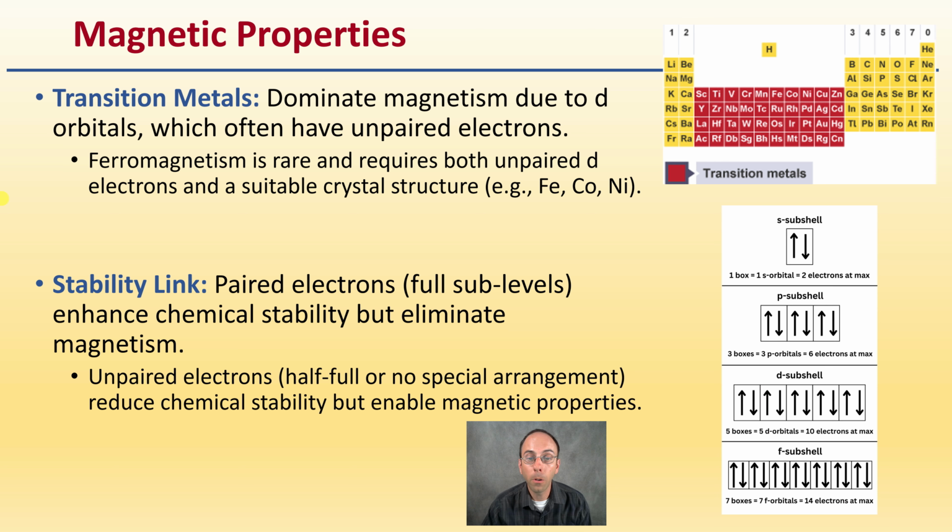Unpaired electrons have no full or special arrangement. They basically reduce the chemical stability but enable magnetic properties. So you really can't have both.